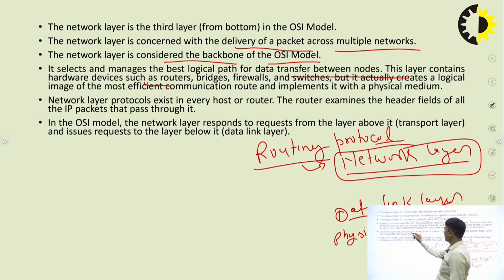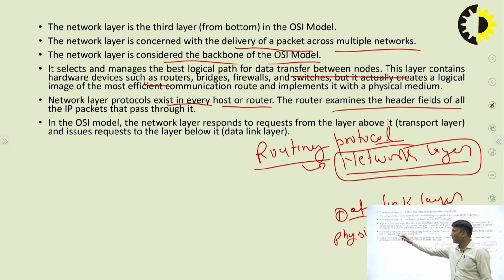Network layer protocols exist in every host and router. The protocols that work at the network layer reside at every router and every host. The router examines the header fields of all the IP packets that pass through it. What is the role of the router? When a certain datagram, a certain packet, comes toward a particular router, the router examines the header of that packet and then decides on some appropriate action.